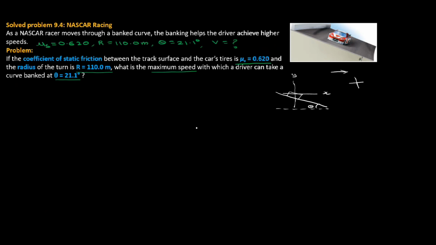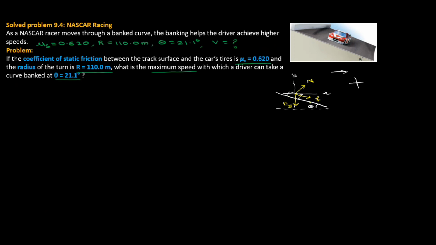Then we draw the forces acting on the car. The first force we are going to draw is the force due to gravity acting vertically down. I will call it Fg. Then we have the normal force, which acts perpendicular to the surface. So this will be my normal force N. And then we have the force of friction, which is along the incline of the banked road. I will call the force of friction small f.